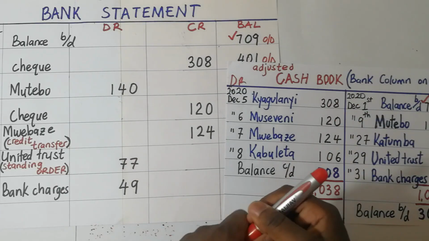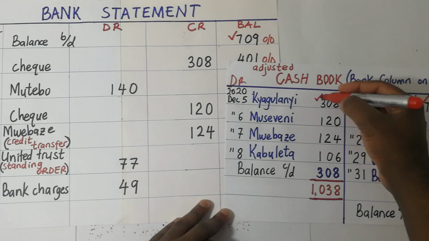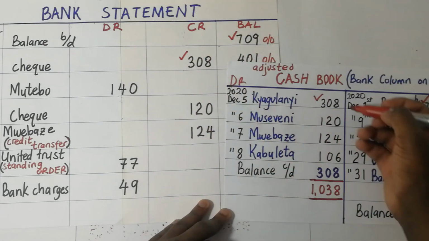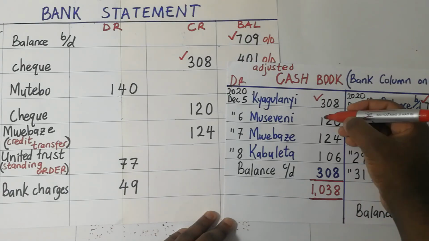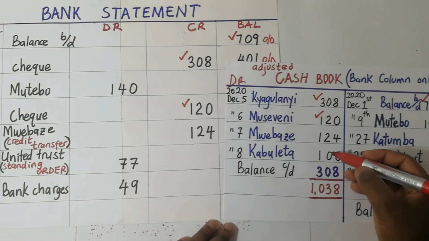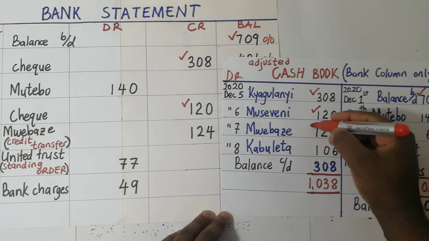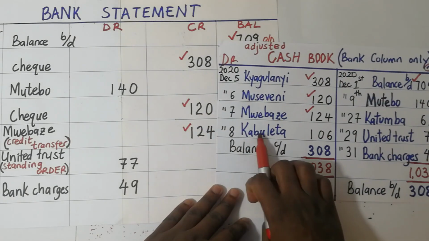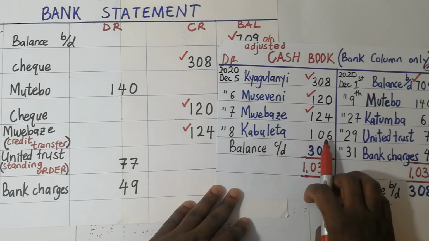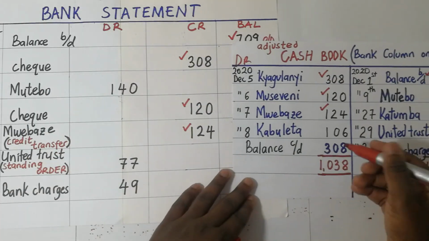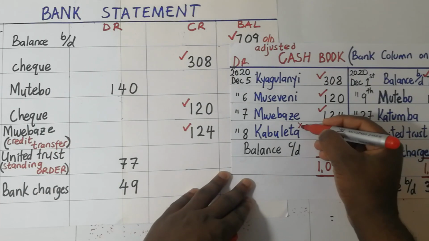So Chagulanyi here, we have a check that we received from Chagulanyi, 308. We have a check received from Museveni, 120. Then we have a check we received from Mwebaze, 124. Then we have a check we received from Kabuleta, 106. This one is not reflected on the credit side, so we put a star there.